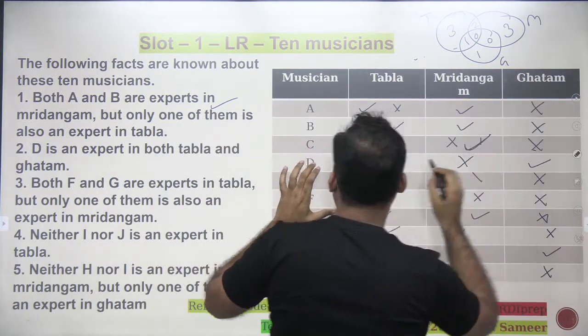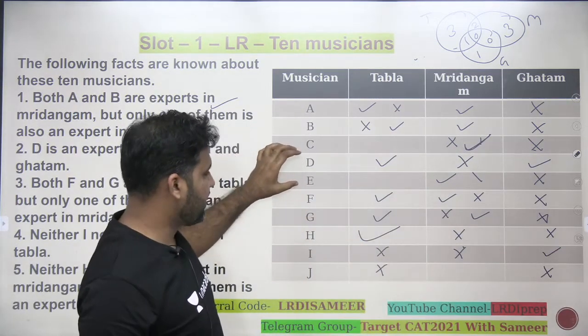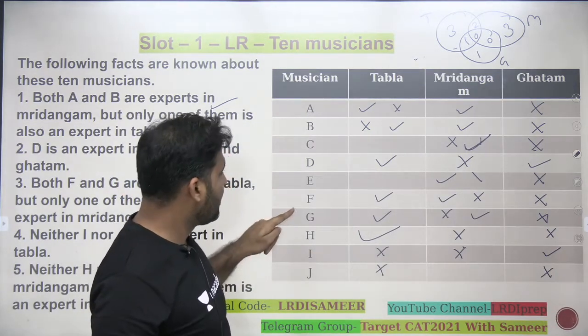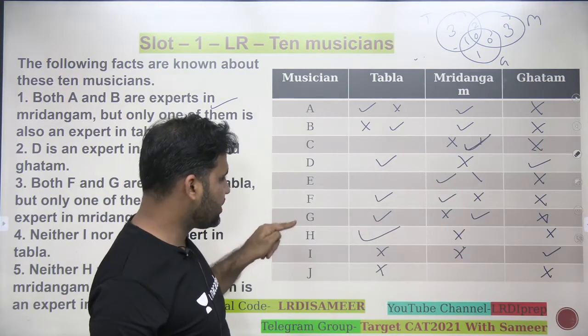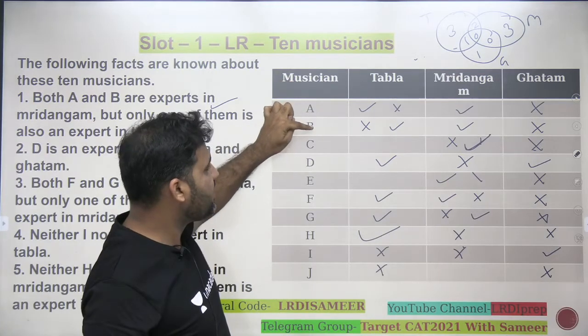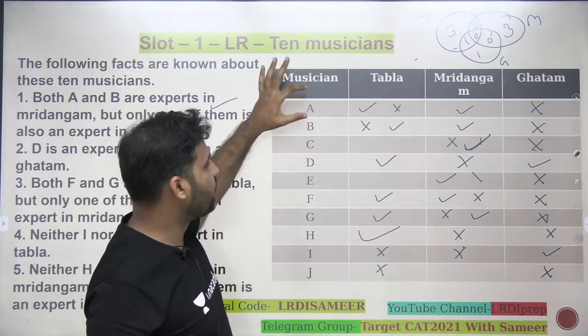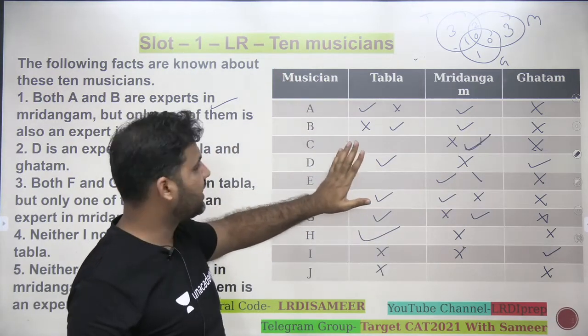Now have a look at this information carefully. Till this point, if I count the total number of persons who are playing tabla, one is definitely H, one is definitely G, one is definitely F. So these three people are definitely playing tabla. Three, and one of A and B is also playing tabla, but not both. So 3 plus 1, 4, and D is definitely playing tabla. So I have 5 people.